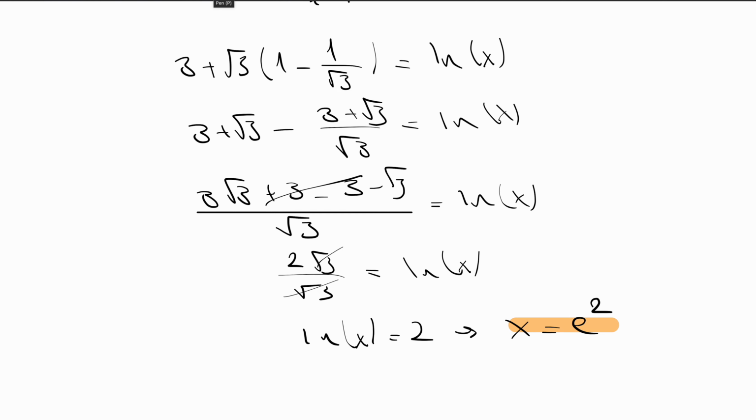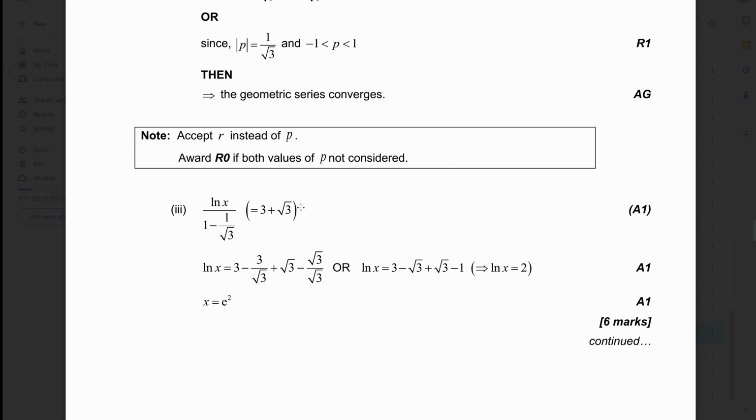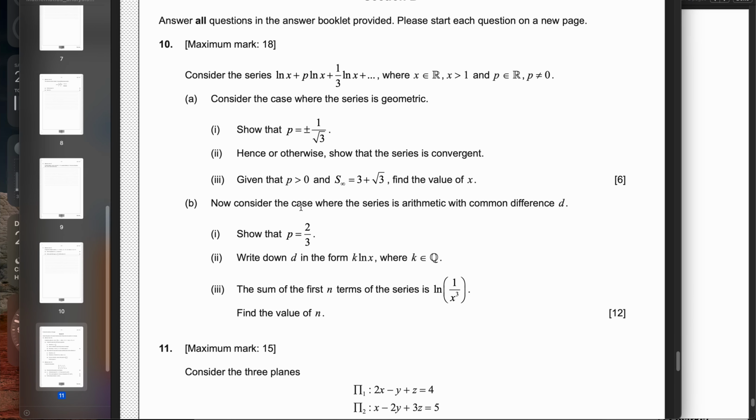Now, I guess that's it for part A. Let me snip part B as well.